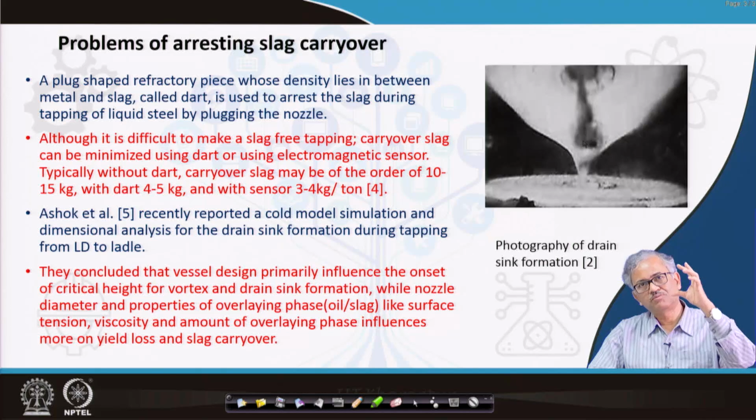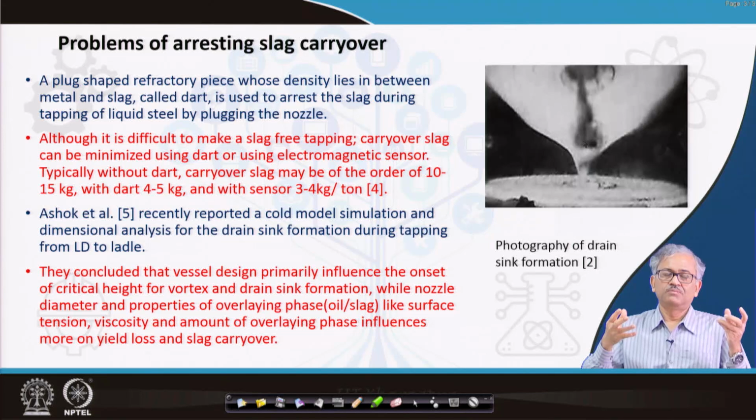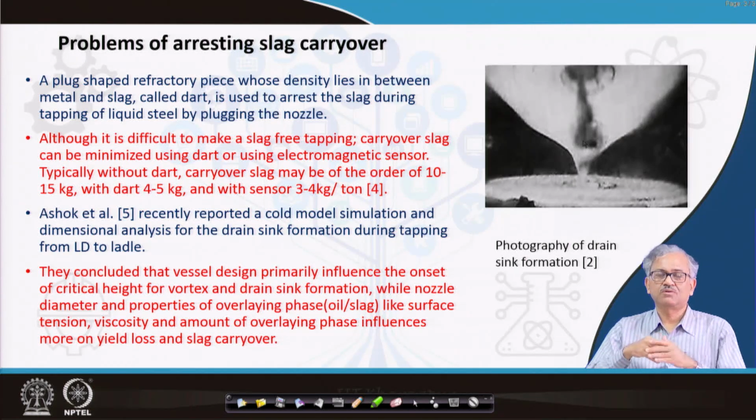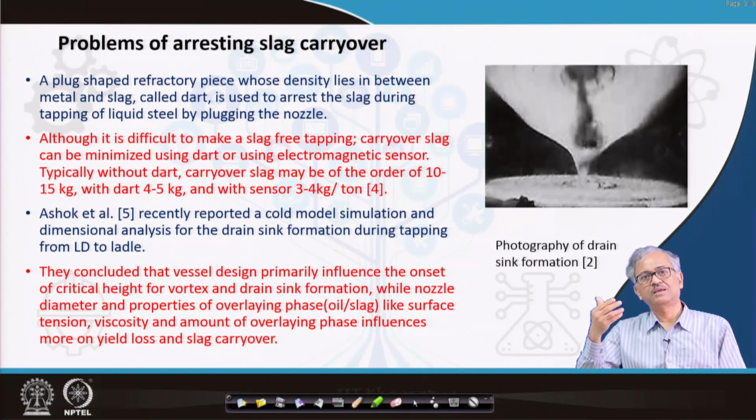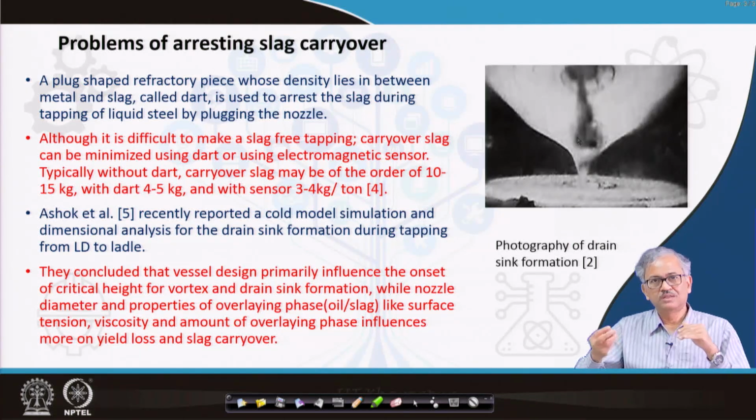So, what is the critical height for the vortex and what is the critical height for the formation of the drain sink? We have found that a design parameter has a great role to play there. But if you consider the yield of the liquid steel or the carryover slag, how much slag will be carried over mostly depends on the nozzle diameter, and on the physicochemical properties of the slag like surface tension, viscosity, and also the amount of carryover slag at the top. This is their observation, and they also made a hypothesis that if you tilt the ladle, basically if you dislodge the vortex from the nozzle, then also you can have some benefit.